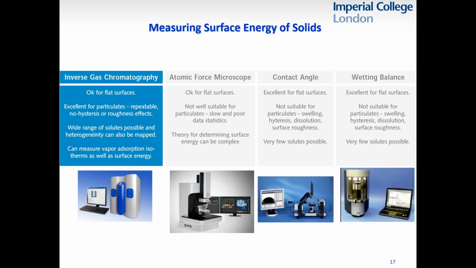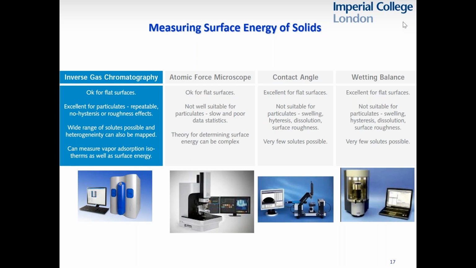So, measuring the surface energy of solids. There are lots of ways to measure the surface energy of solids. It depends on the form of the solid you've got. Here I summarize the sort of techniques that are out there that you may already be aware of. Atomic force microscopy, contact angles, wetting balances, they are very good for measuring the surface energy of a flat material or even for fibers. But for particulate materials, they are virtually impossible to use. So if you want the surface energy of a powder, inverse gas chromatography is the only technique in place.